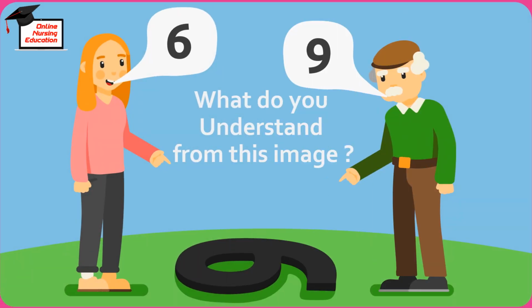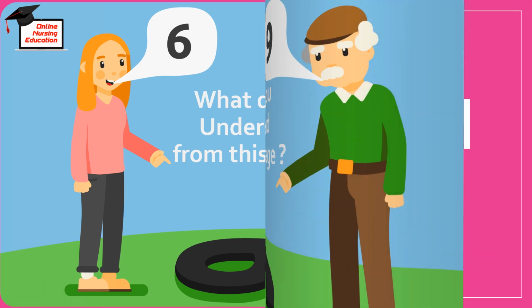What do you understand by seeing this picture? A girl sees this number as 6 and an old man sees this number as 9. But both of them are correct, according to their point of view. Let's see how.